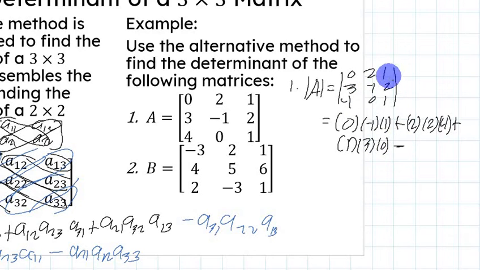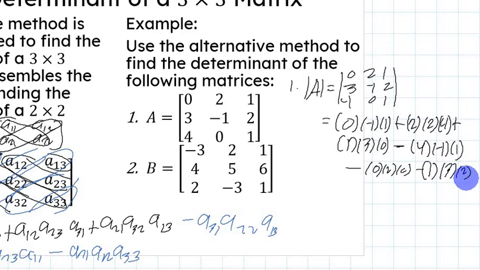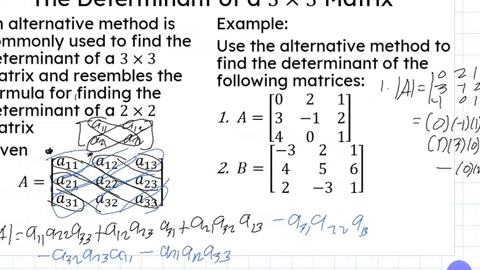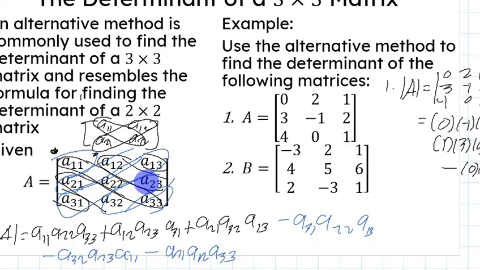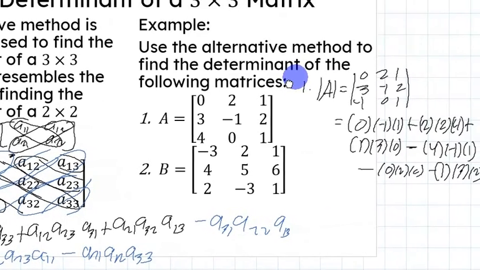Then you need to subtract these ones here. So that's minus, then multiply 4, negative 1, and 1. Minus again the next positions here, 0 times 2 times 0. Then lastly, minus 1 times 3 times 2. Again, that pattern is the crisscrossing one that came from the 2 by 2.